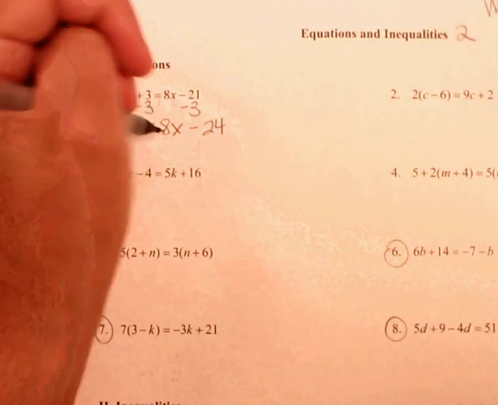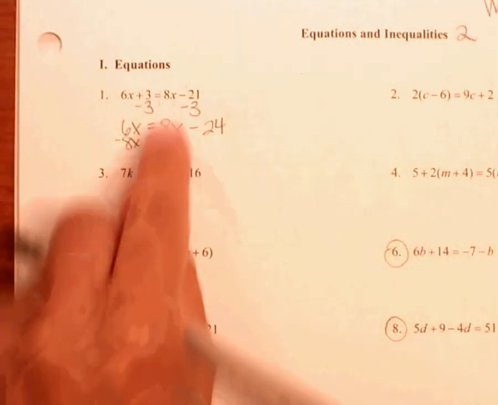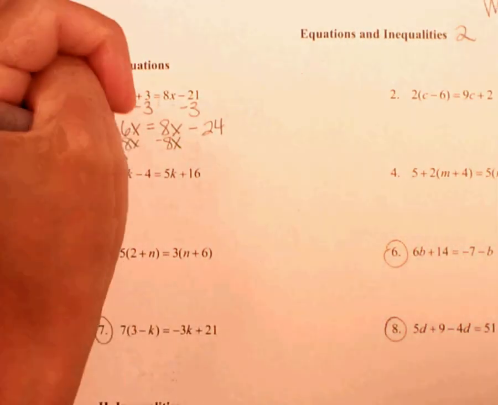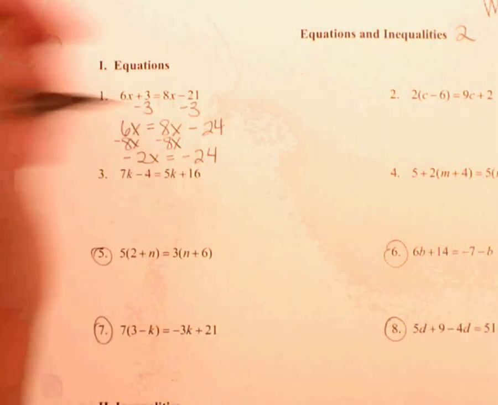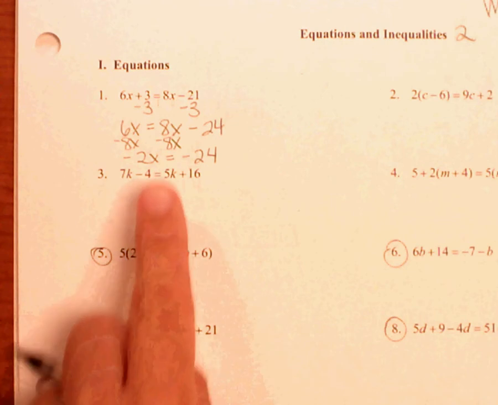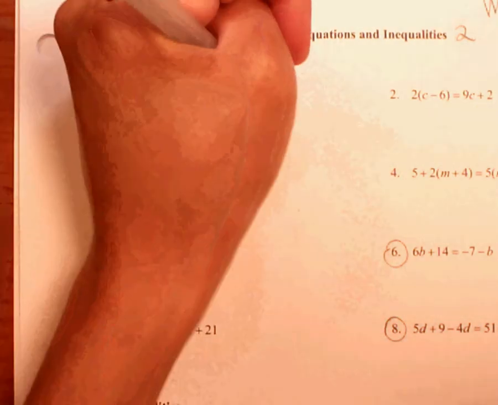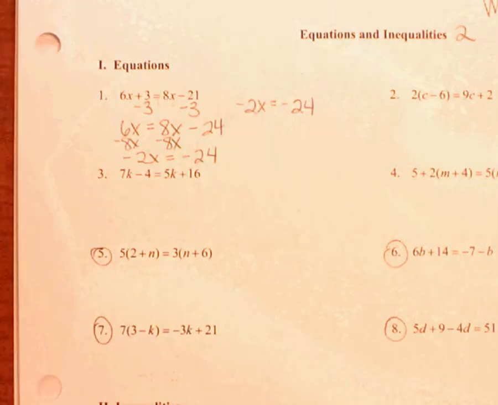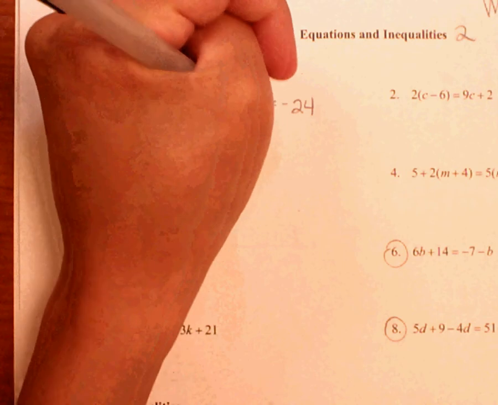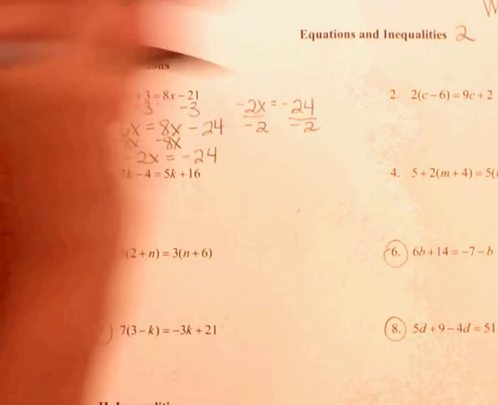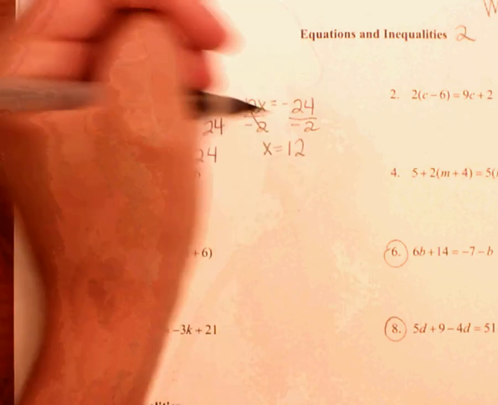Then we are going to subtract 8x from each side because we need to get the variables on one side. So we have negative 2x equals negative 24. I'm going to carry this over to this side. Negative 2x equals negative 24. Isolate the x, divide both sides by negative 2. X equals 12.